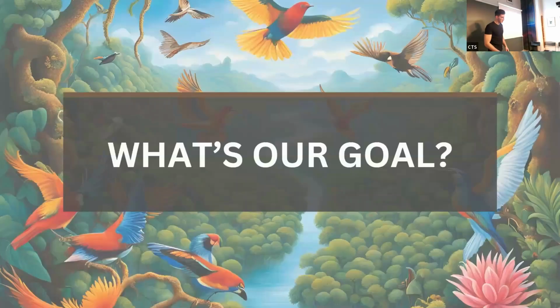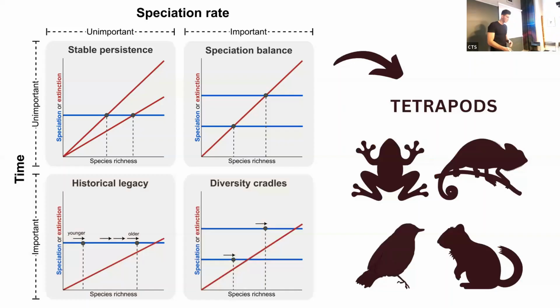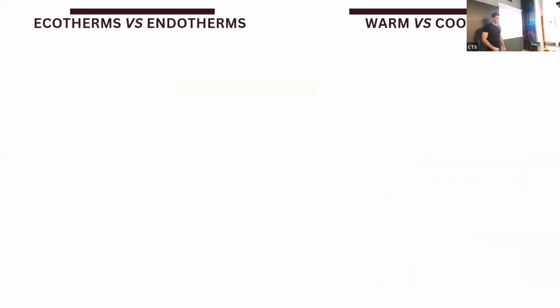With this framework, the goal here is to test how these different scenarios explain species richness patterns across tetrapods: amphibians, reptiles, birds, and mammals. In addition, we also test whether the importance of these scenarios varies based on clade characteristics, such as physiology and the climate conditions when the clade appeared.